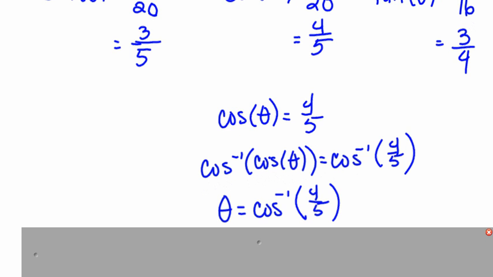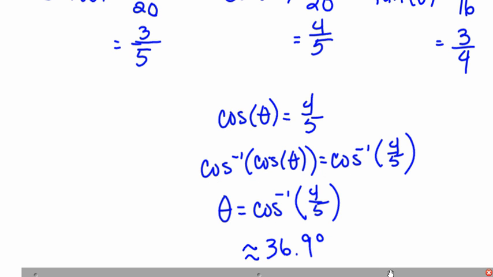When we enter that into our calculator, make sure the calculator is in degree mode. You have theta equaling 36.9 degrees. You can check the angle measurement by putting it back into your ratio and do the cosine of 36.9 degrees, hit enter. Compare that to 4/5, and they should be equivalent.